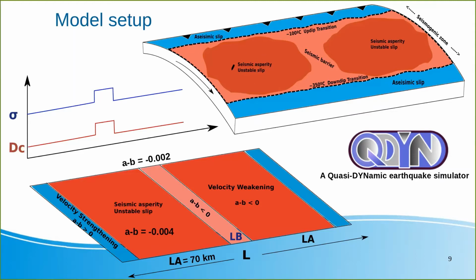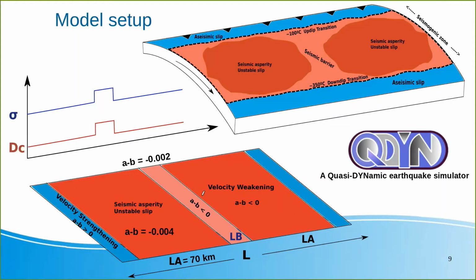And we have this model setup. We model the seismic asperities with two velocity weakening patches, and in the middle we have a velocity weakening barrier where A minus B is negative, but not by that much, it's 2 times less than the value of the asperity. Also, we have the two asperities with a length LA of 70 kilometers. And this system is loaded by 2 velocity strengthening patches.